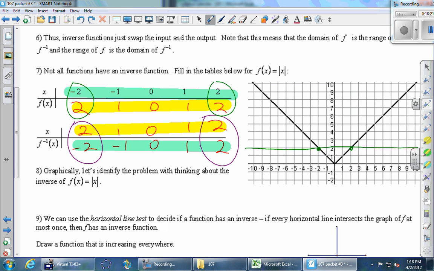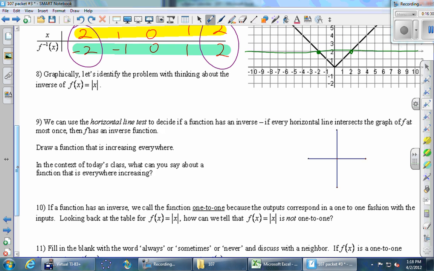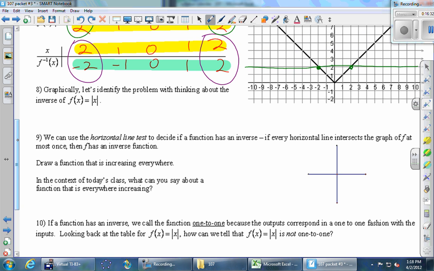So let's go to 9 for Joe. Okay, what can you say about that green line up above? How many times does it hit the graph? Twice. So does the absolute value have an inverse that is a function? No. So that's the horizontal line test, okay? We had vertical line test. That tells you whether or not you're a function. Horizontal line test tells you whether or not your inverse is a function.